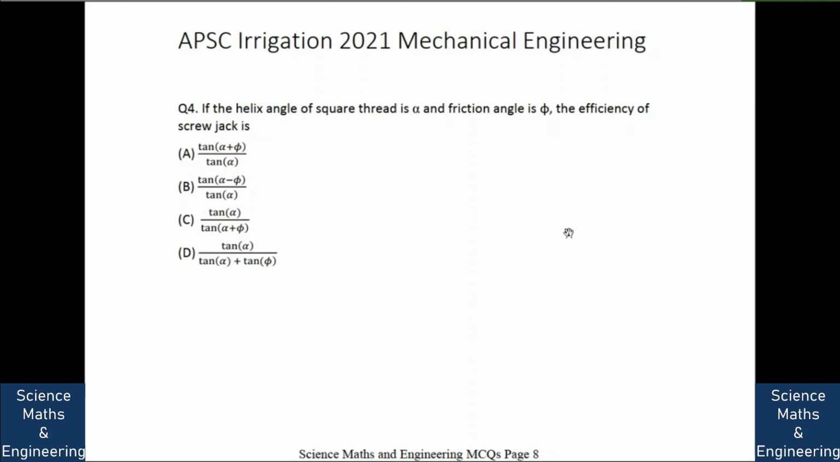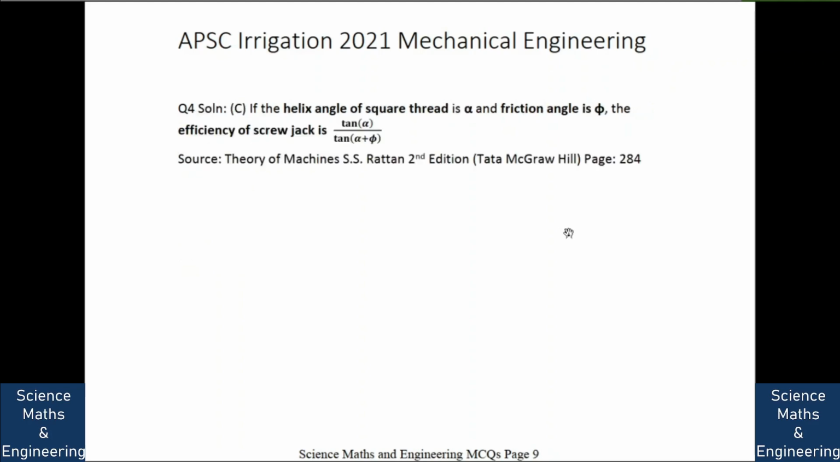So the answer is C. tan alpha / tan(alpha + phi). Okay. So you can follow the source if in case you have any more doubts. So we'll go to the next question.